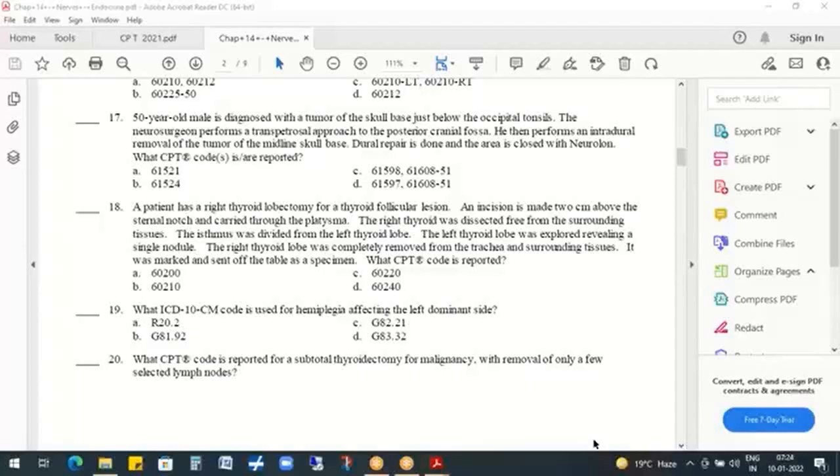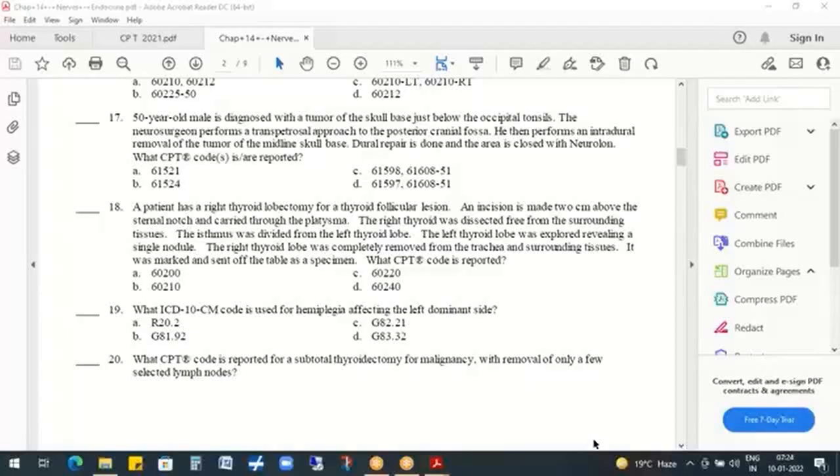Patient has a right thyroid lobectomy for a thyroid follicular lesion. An incision is made 2 cm above the sternal notch and carried through the platysma. The right thyroid was dissected free from the surrounding tissues. The isthmus was divided from the left thyroid lobe. The left thyroid lobe was explored, revealing a single nodule. The right thyroid lobe was completely removed from the trachea and surrounding tissues. It was marked and sent off the table as a specimen. What CPT code is reported?